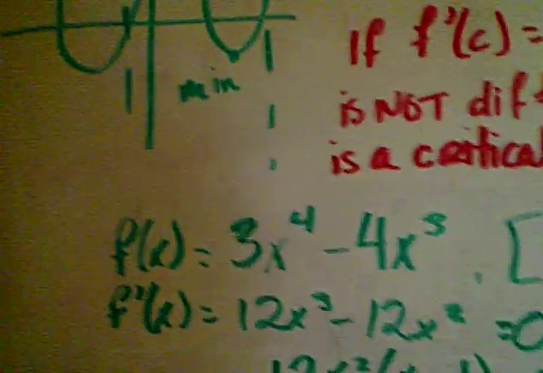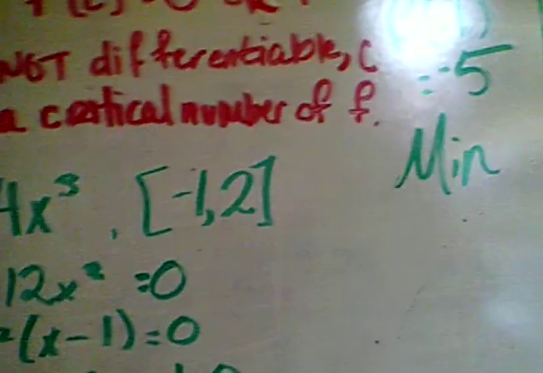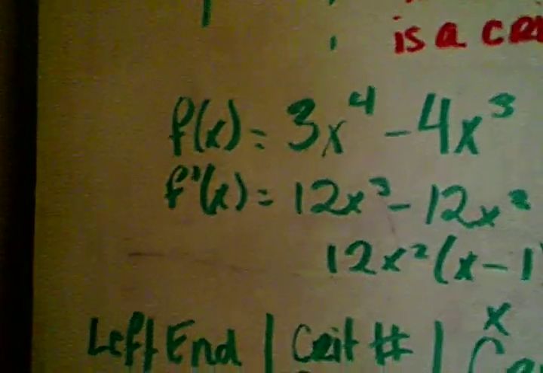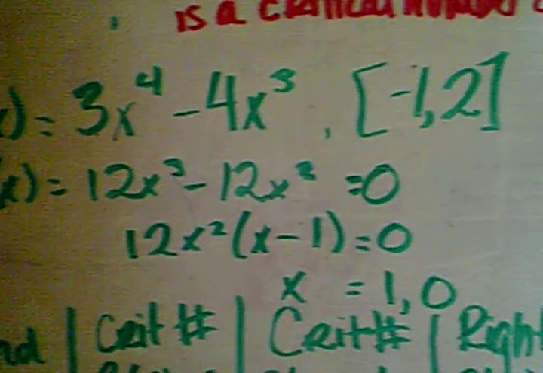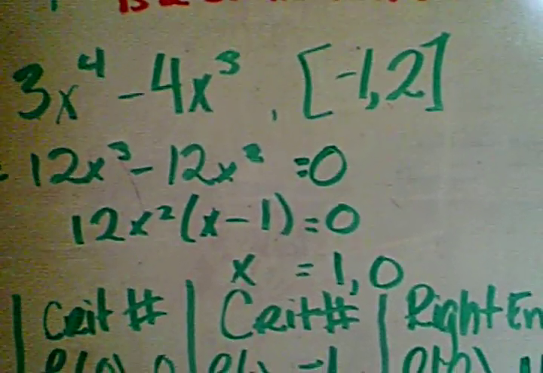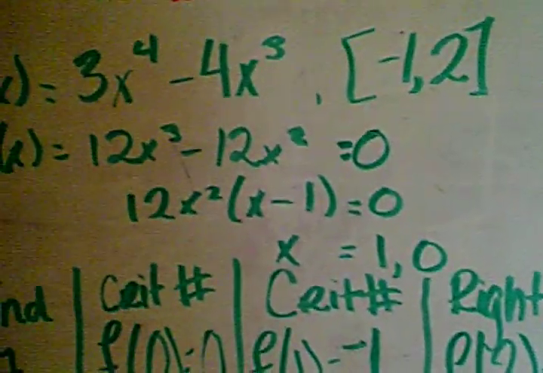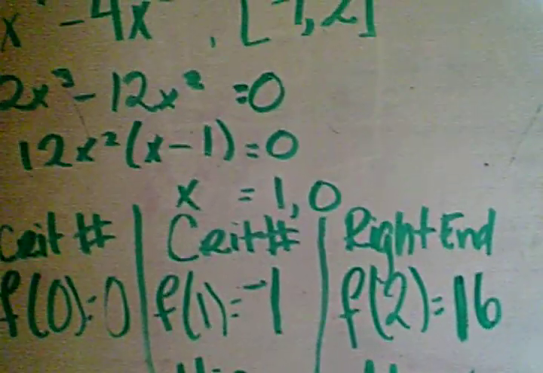So, an example of that we would use here. Our original function is f of x equals 3x to the fourth minus 4x to the third on the interval -1, 2, and these are on the x-axis. So first we take the derivative, and using our power rule we get f prime of x is 12x to the third minus 12x to the second. To find our critical number, we set it equal to 0, and then we solve for x. So we take out the common factor, and then we get x equals 1 or 0.